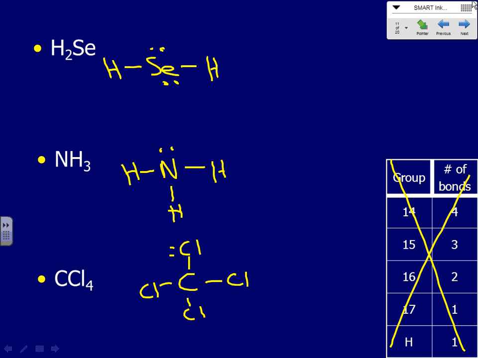Three lone pairs on each chlorine. That makes good sense to me. I can do that. That's a good picture. All right? We could total up the electrons, but that looks good. Are the chlorines happy? Is the carbon happy? Good. Then it's a good structure.